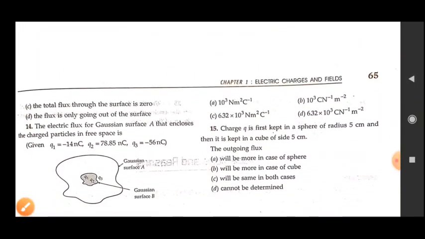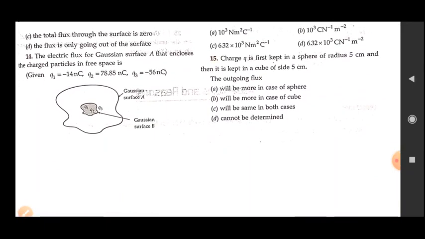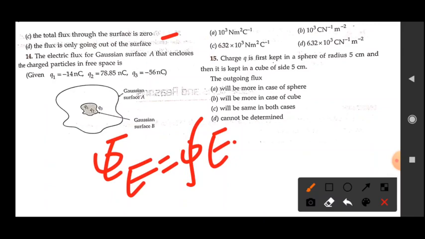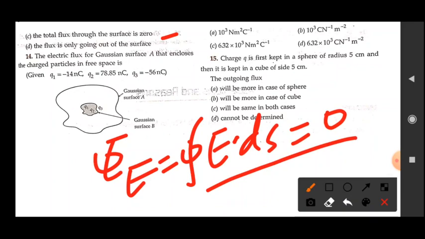Now let's see the third option. The total flux through the surface is 0. It is saying that the flux entering the surface is equal to the flux going out of the surface, and in that way the total flux will be 0. It means that phi E, which is the integral of E dot ds, will be 0. This explanation is correct for our question, so this option is correct. Now the fourth one: the flux is only going out, which is not possible. If it only goes out, then the flux cannot be equal to 0. That's why this option is wrong.